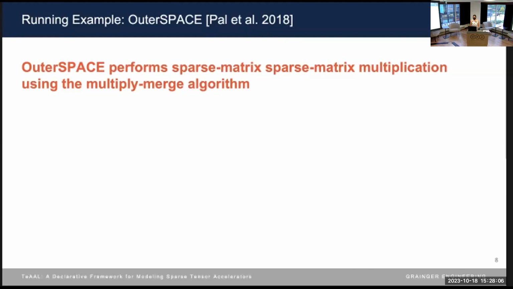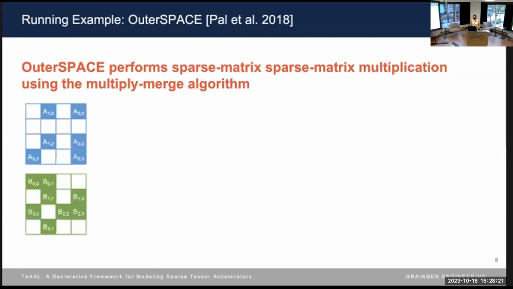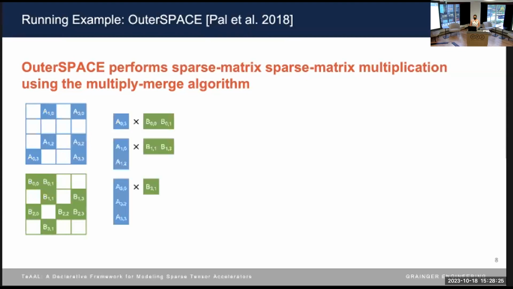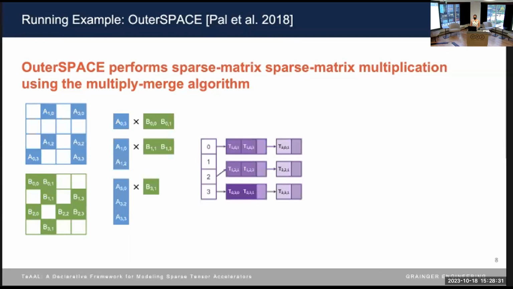Like the other designs shown earlier, to perform sparse matrix multiplication efficiently in the presence of irregular sparsity, OuterSPACE proposes a set of custom strategies. At a high level, OuterSPACE uses the multiply-merge algorithm. If we call the matrices to be multiplied A and B, then OuterSPACE first multiplies columns of A with rows of B. These multiplications produce partial products, which are stored in a compressed array of linked list representation.